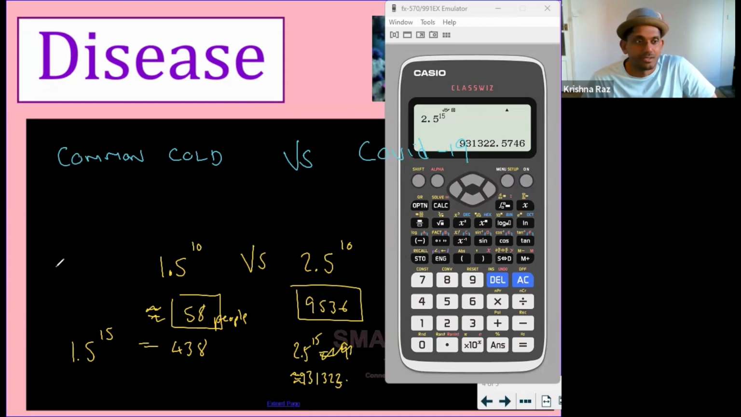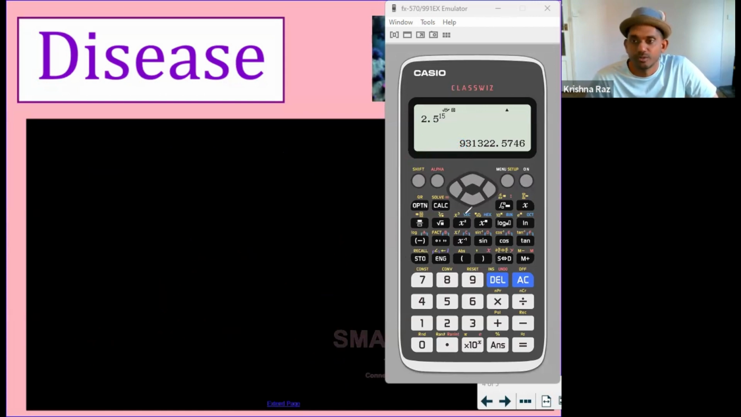It is a growth model. So look, we've looked at money, things that go up in value, like savings, things that go down in value, say a car, and the spreading of the common cold versus COVID.